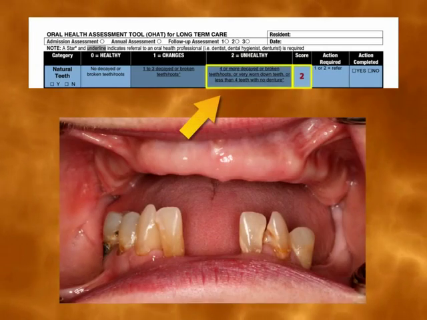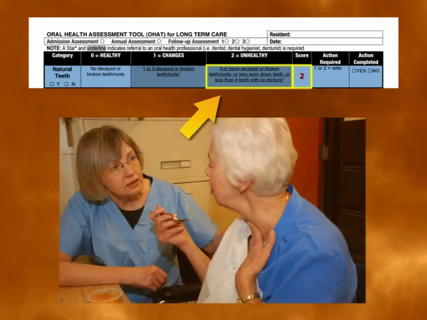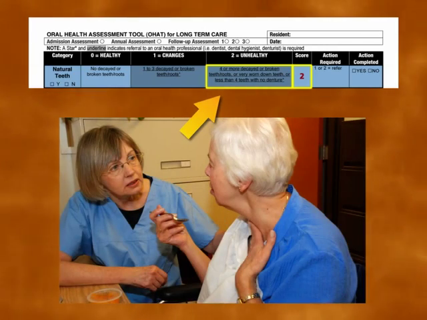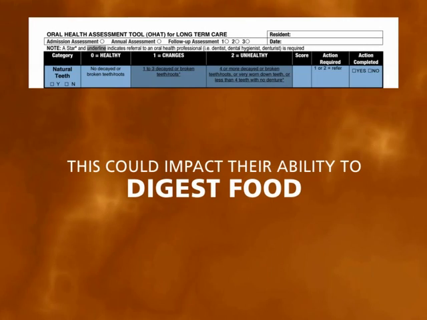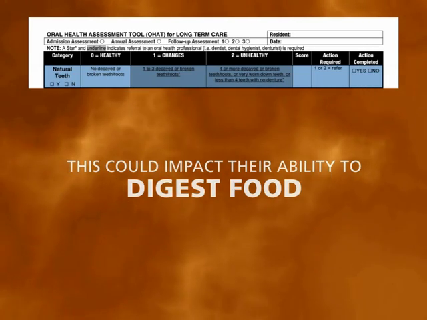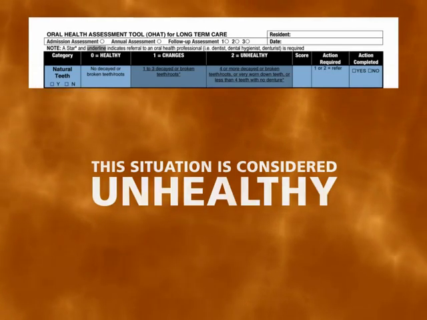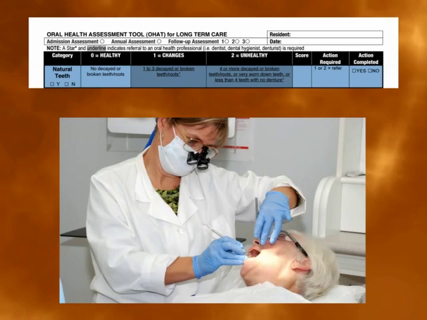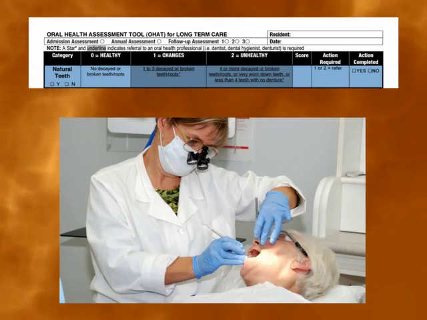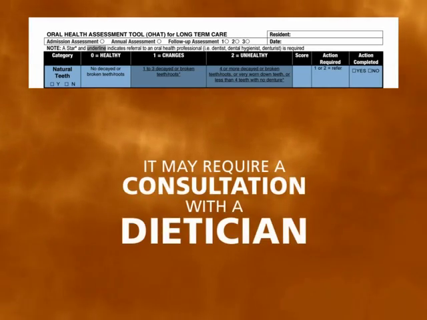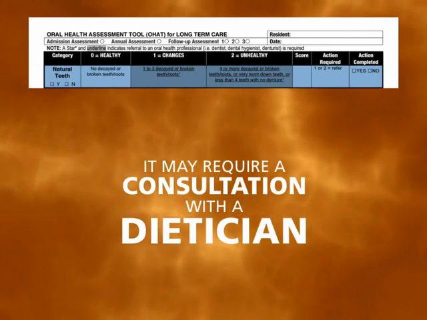If there are fewer than 4 teeth present without some type of denture to replace them, the resident may not be able to chew food properly. This could impact their ability to digest food. This is also a situation that is considered unhealthy. It may require a dental professional to consider whether dentures are indicated or possible. It may also require a dietitian to be consulted to determine whether the diet needs to be modified.